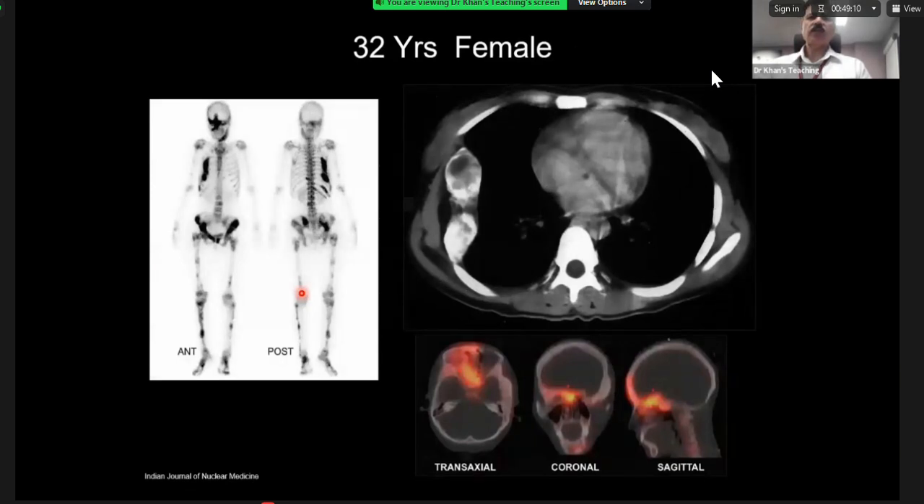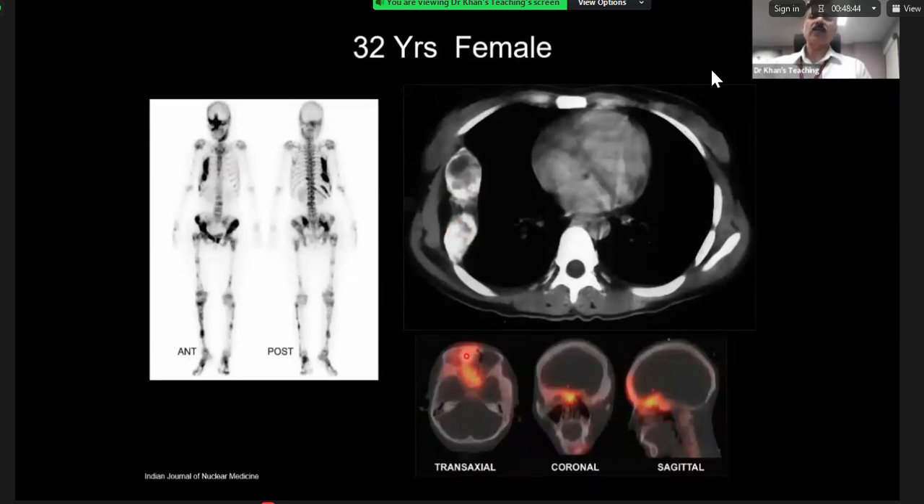This is a case example which this patient presented at the age of 32 years with fractured femur, and a bone scan then showed multiple lesions. And look at this lesion here, and look at this one. And this is the rib, which is fibrous dysplasia at the base of the skull.